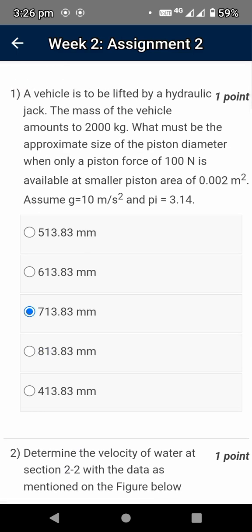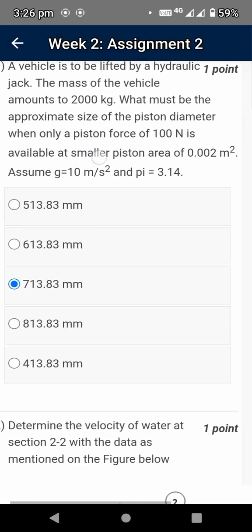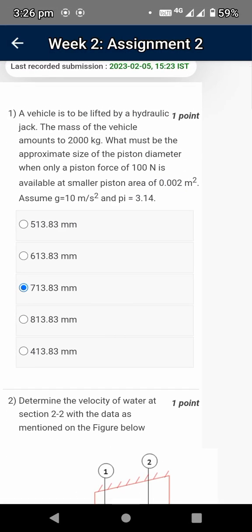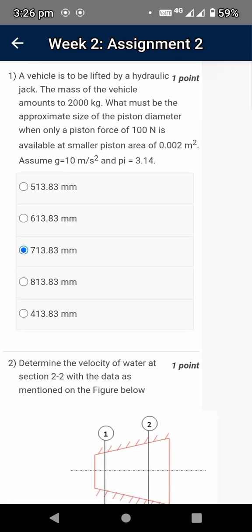In this particular problem, F2 is the mass of the vehicle. We have to convert the value to Newton, 2000 into 10. Here the g value 9.81 is taken as 10, as they already mentioned. So we apply 2000 into 10. The F2 value is 20,000 Newton and the F1 value is 100 Newton. The area of the smaller piston is given: A1 is 0.02 meter square.